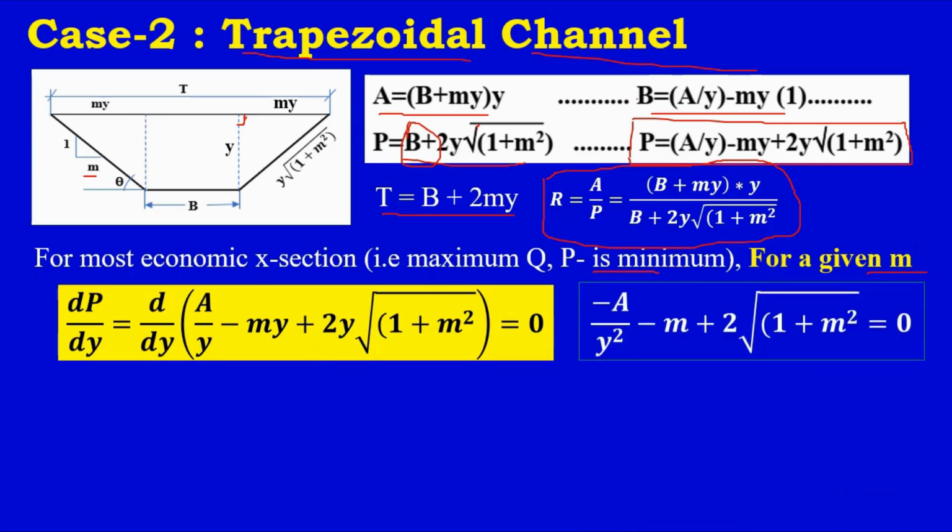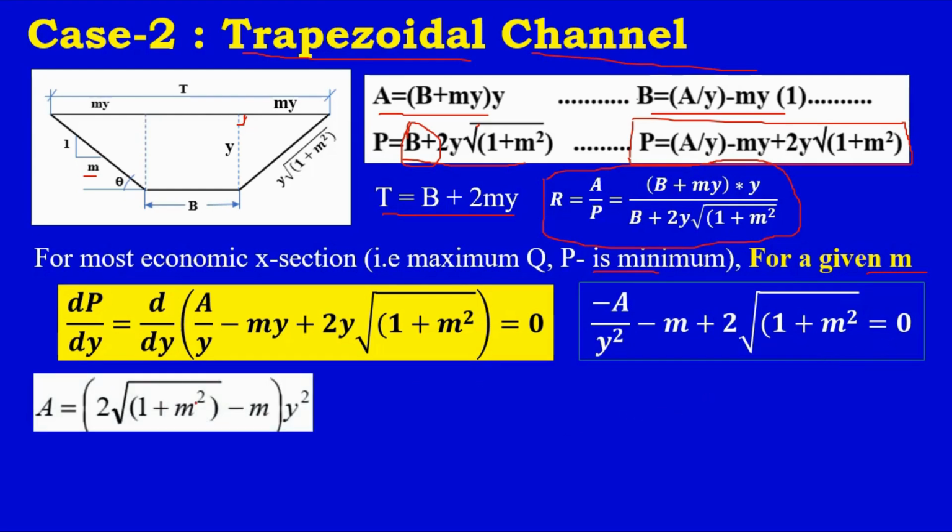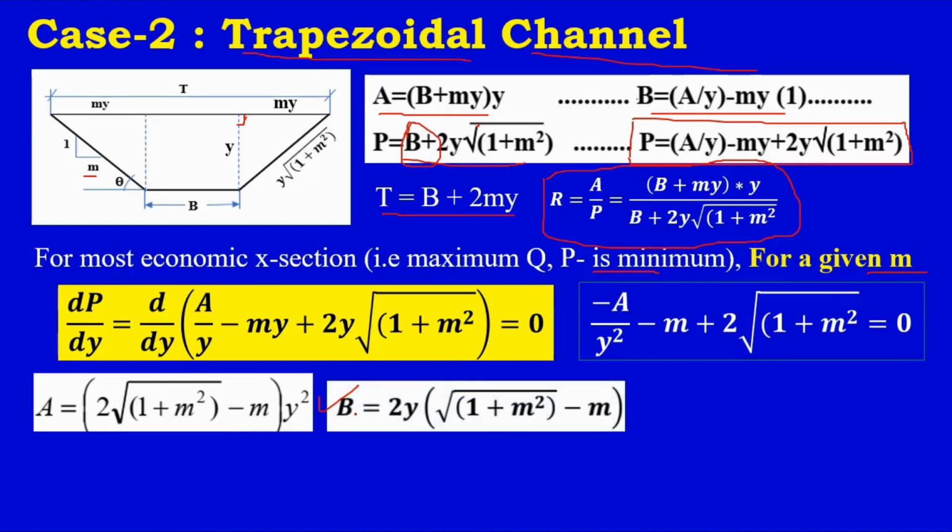If you differentiate, again the same approach, negative A over y square minus m plus 2. This is y to the power of 1. Then this is a constant equal to 0. Then you can solve for A from this equation. A will be 2 square root of 1 plus m square minus m, the whole multiplied by y square. Then b again, you can find: 2y times square root of 1 plus m square minus m. So this is b. If you substitute in this equation, you can find this one.